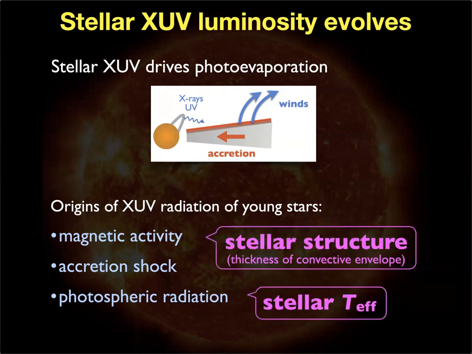The stellar magnetic activity is driven by convective motion in the stellar interior. So the stellar structure is important, or the thickness of the surface convective zone is important. For the photospheric radiation, the stellar effective temperature is important.